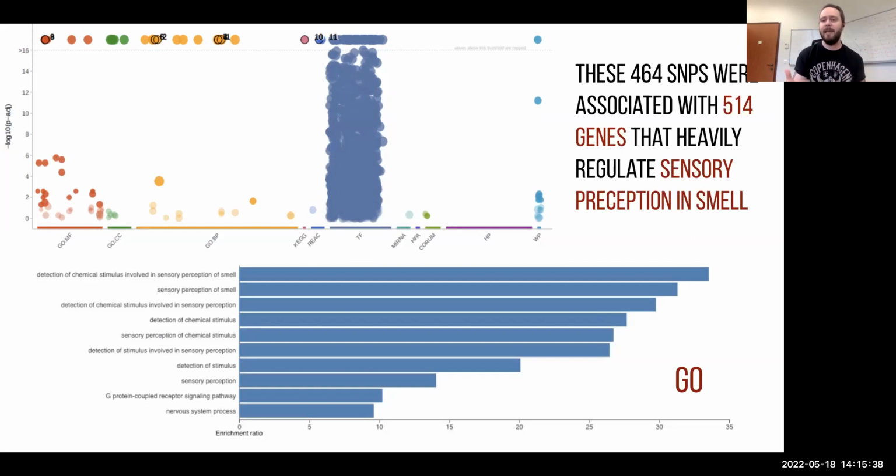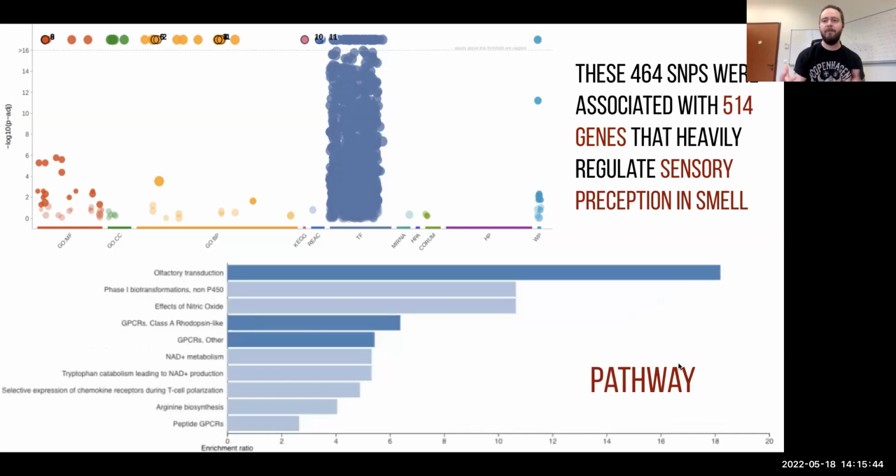So we're actually seeing an adaptation towards sensory perception in smell when we look at GO terms. And when we also do pathway analysis, we get the same results. The genes that are heavily regulating this behavior are olfactory transduction, and we're seeing upregulation of these genes when we switch from migratory to sedentary behavior. So what does this actually mean?